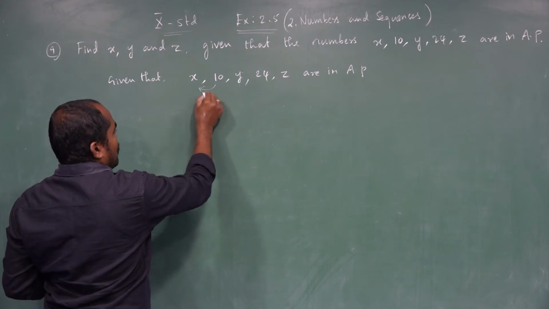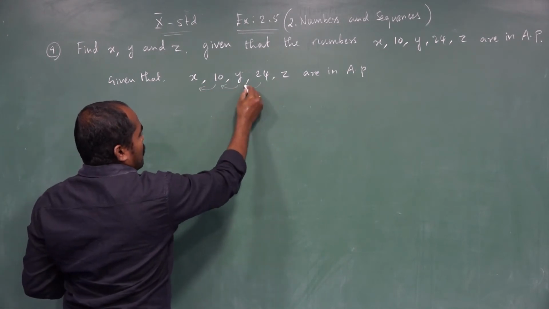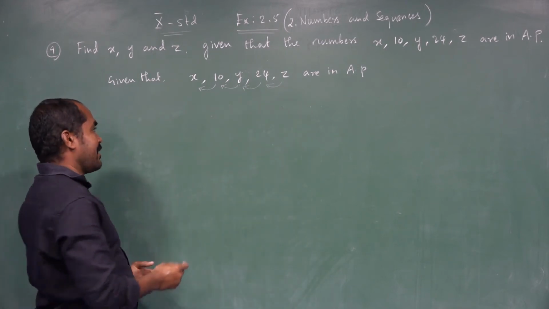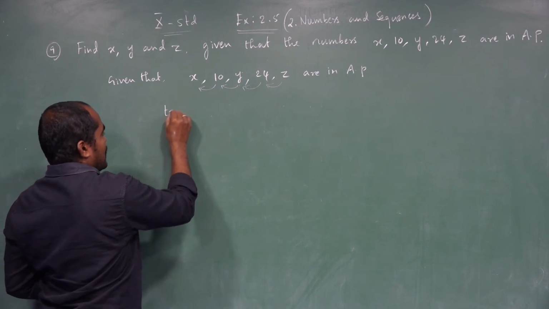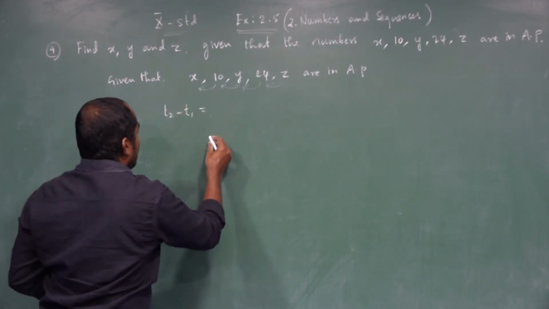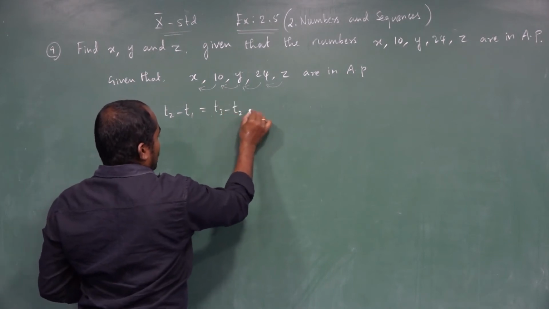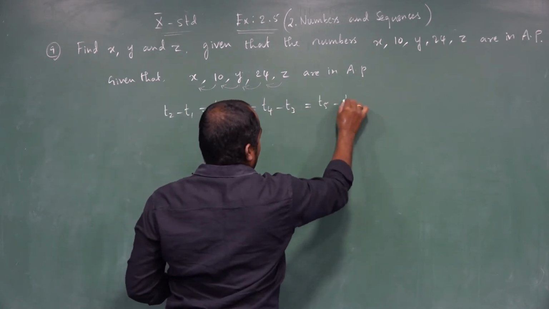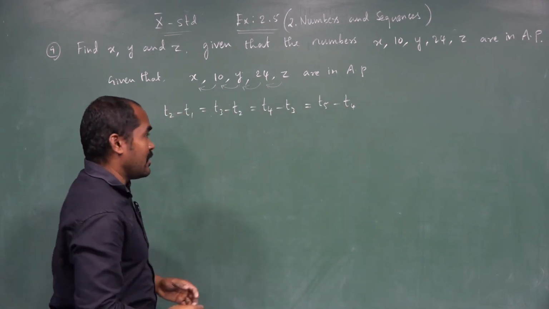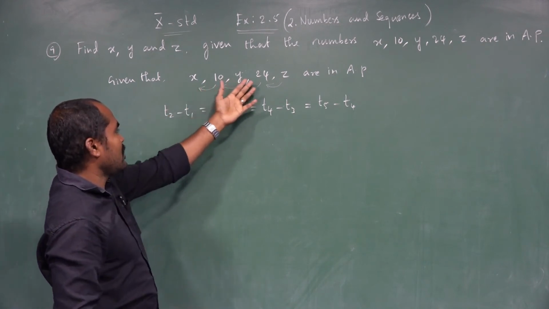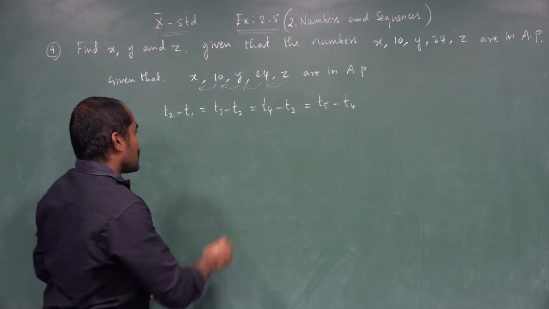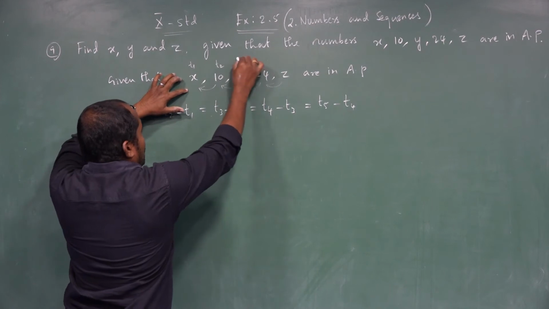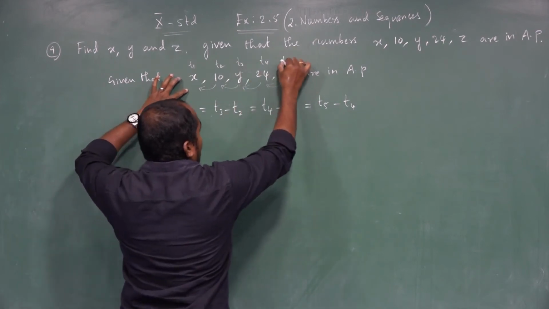So T2 minus T1, T3 minus T2, T4 minus T3, T5 minus T4, all results are equal. Right, common difference means what? T2 minus T1 equal to T3 minus T2 equal to T4 minus T3, T5 minus T4. All results are equal because x, 10, y, 24, z are in AP. So common differences are equal. So this is T1, T2, T3, T4, T5.